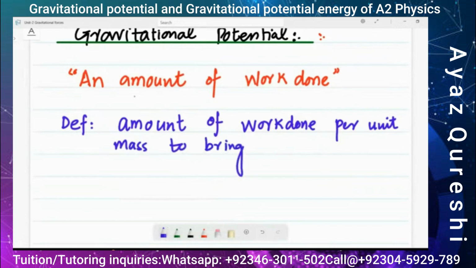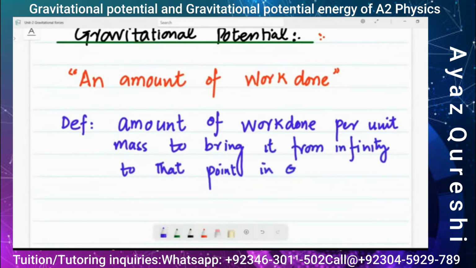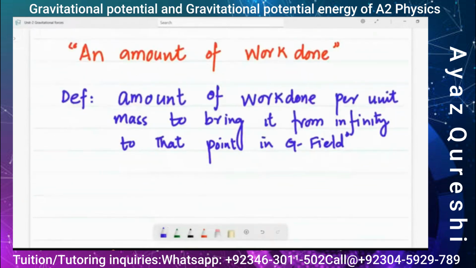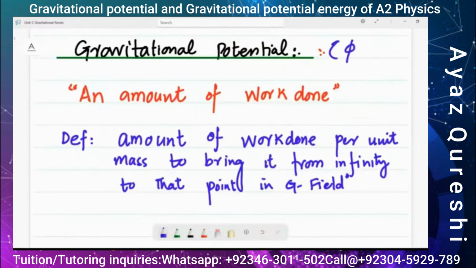It is also a position-dependent quantity. So you can say that gravitational potential at any point is the amount of work done per unit mass to bring it from infinity to that point in the gravitational field. This is represented by phi. As from the definition, it is work done per unit mass, so its unit is joule per kg.